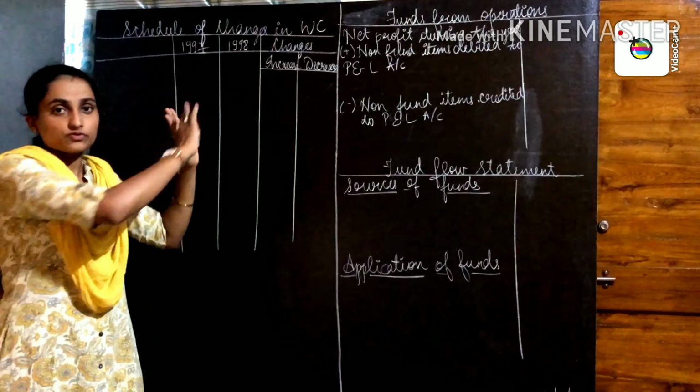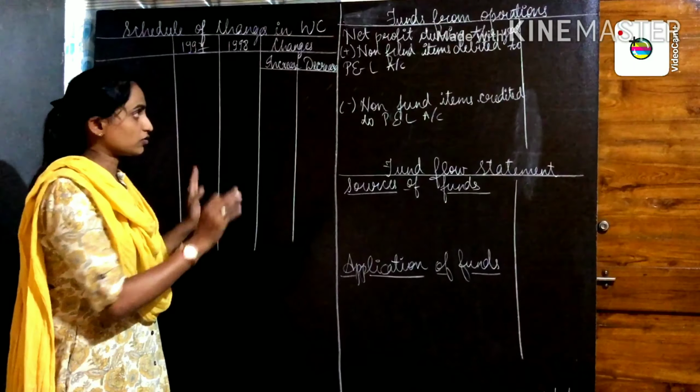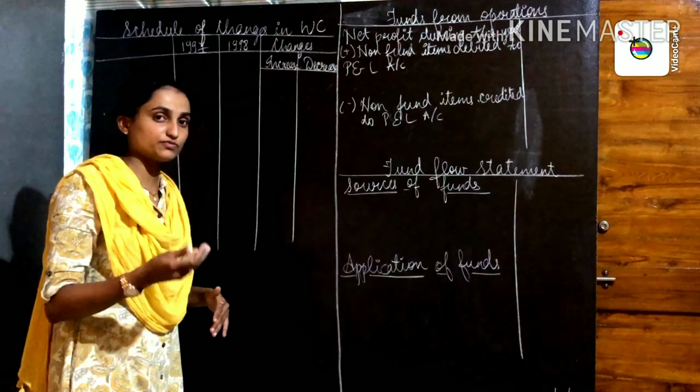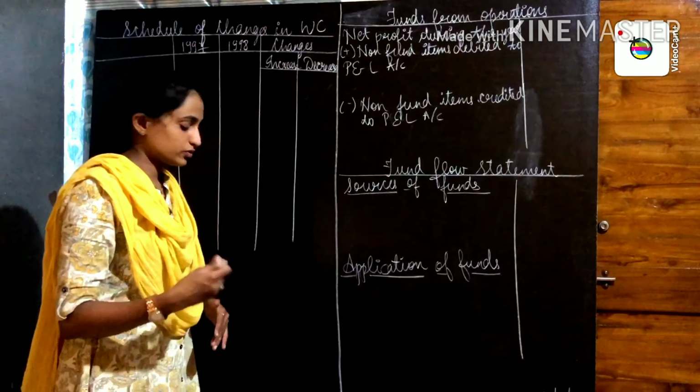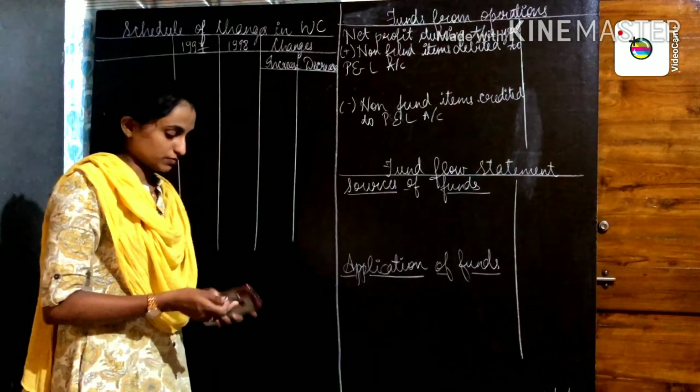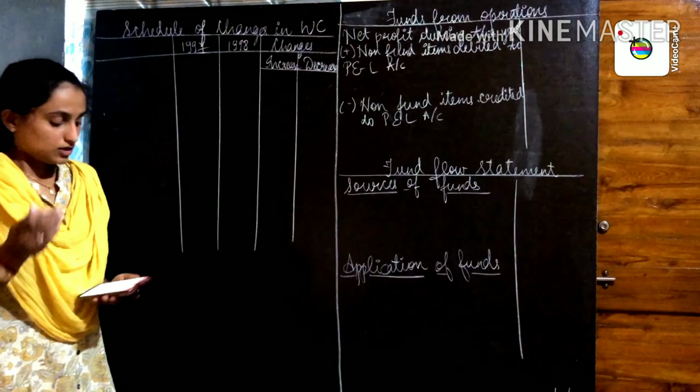So this is the structure of the fund flow statement. You'll have to draw this, keep it ready, and as per the information given in the question, we have to go on recording the items one by one. So let's get started. Look into the question.